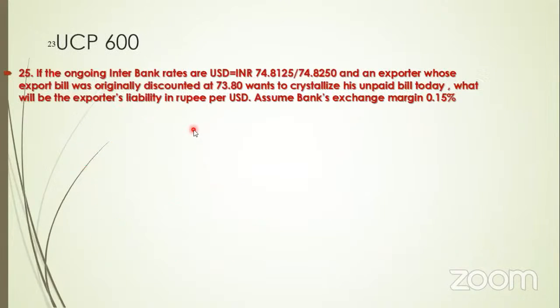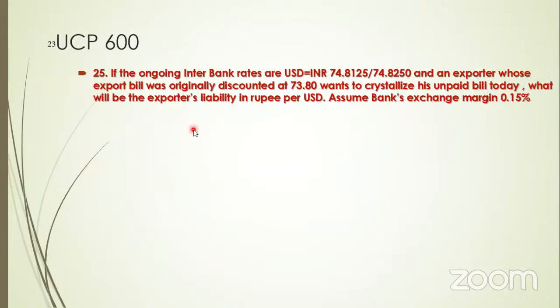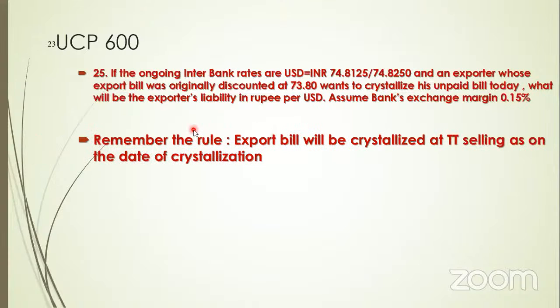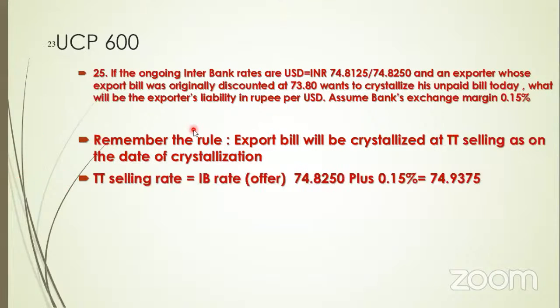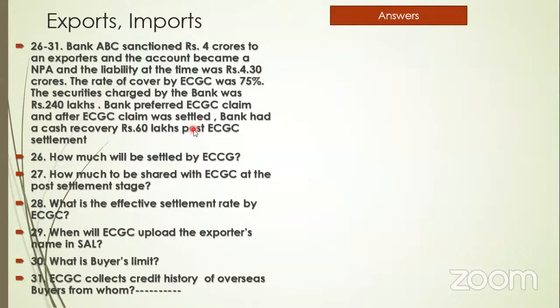This crystallization question, every year they are asking. Crystallization of an unpaid export bill, note down, is always at the TT selling rate as on the date. Crystallization means, I think we have discussed this concept. That is why this question is based on an export bill; only an unpaid bill will be crystallized, depending on that day's exchange rate. I explained the steps. This 2631, with this I am ending.